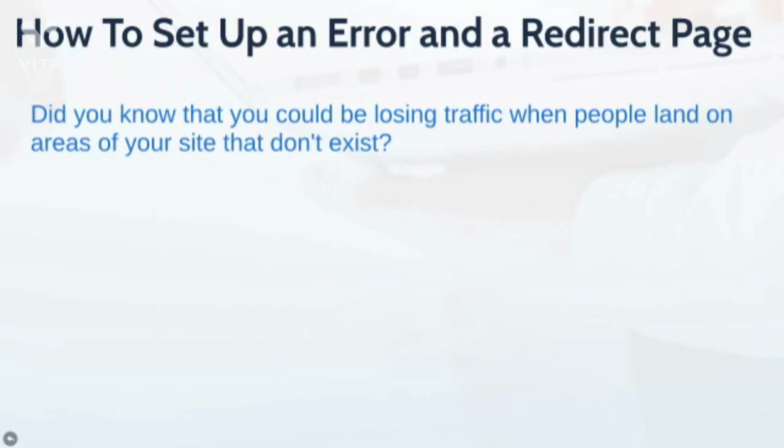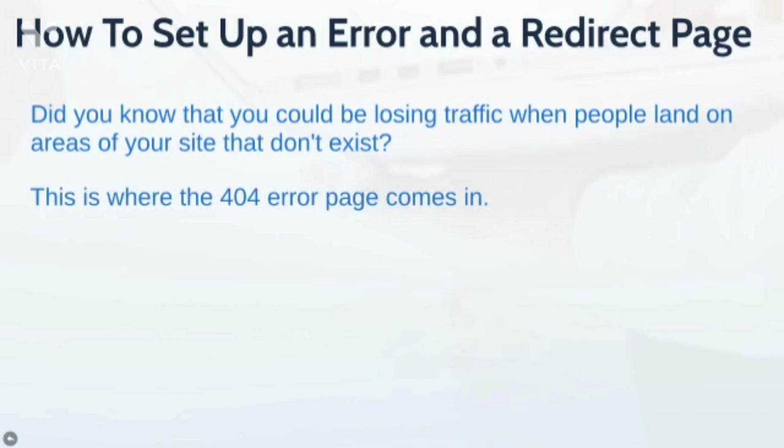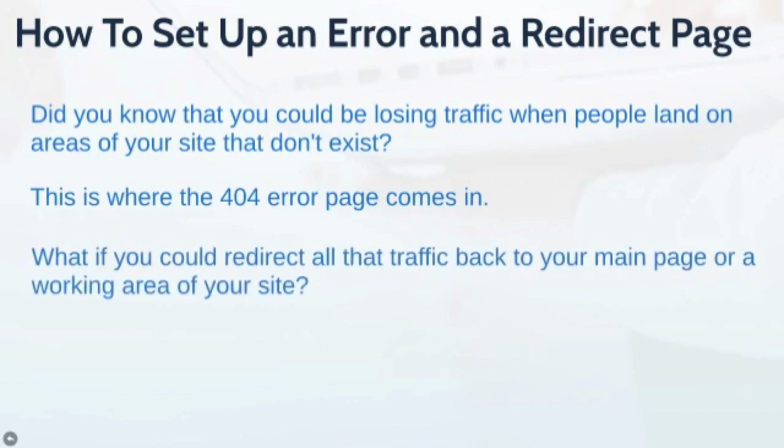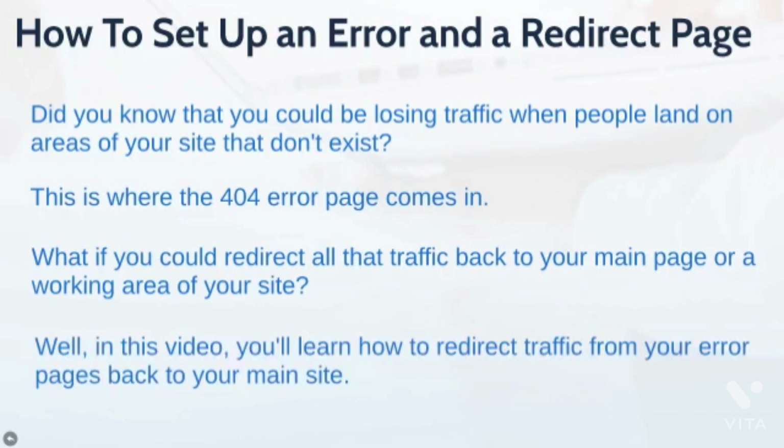Instead, what you want is for people to be redirected to either a page that actually works or a specific page that you want all the traffic to be redirected to. And this is where the 404 error page comes in. Fortunately, on the cPanel hosting panel, you can specify where you want all this traffic to go. So in other words, what if you could redirect all that traffic back to either the main page or a working area of your website? Well, that's what you can do, and in this video we're going to show you how to create that 404 error page. And we'll talk about the other types of error pages as well.